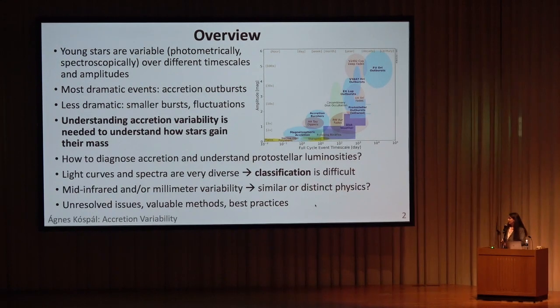But there are also less dramatic smaller bursts and stochastic fluctuations. So we need to study a whole range of phenomena to be able to understand how stars gain their mass. I will talk a little bit about how to diagnose accretion and about our current understanding of protostellar luminosities. I will show how diverse light curves and spectra can be, which of course complicates classification. And now we have more and more data at mid-infrared and even millimeter wavelengths about variability. And it's still an open question whether the physical processes behind those phenomena are similar or distinct from what we observe at optical wavelengths, for example. At the end, I will list some unresolved issues, and I will suggest some best practices and some methods we think would be valuable to tackle these issues.